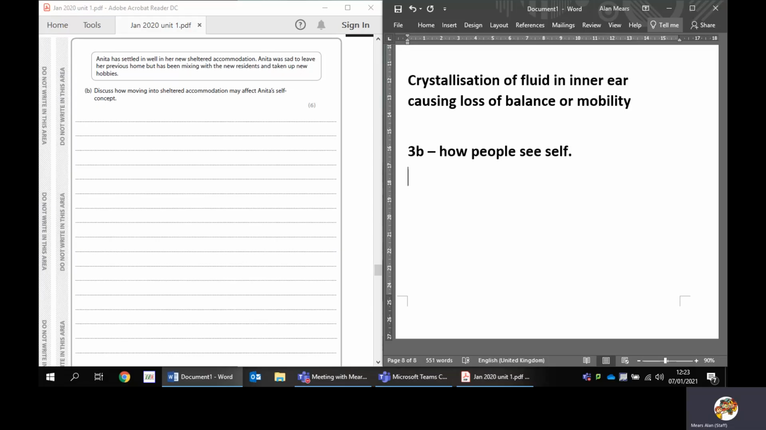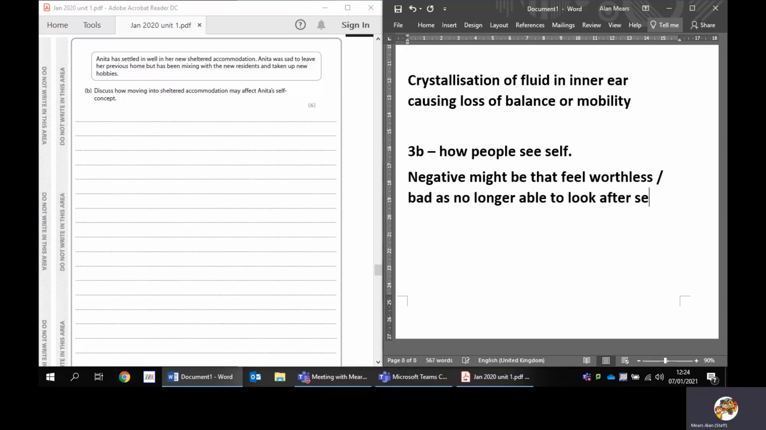So what we need to do is come up with a couple of points really. So if you're put into sheltered accommodation, it says here that she is sad to leave her previous home, but has been mixing with new residents and has taken up hobbies. So the negative might be that they feel worthless or bad, as no longer able to look after themselves. That could have a negative impact on self-concept. Reminder of getting old, possibly feel a burden on family.